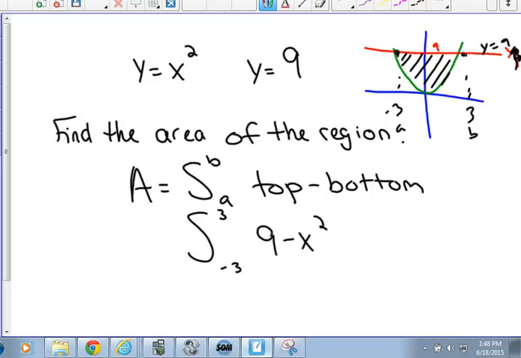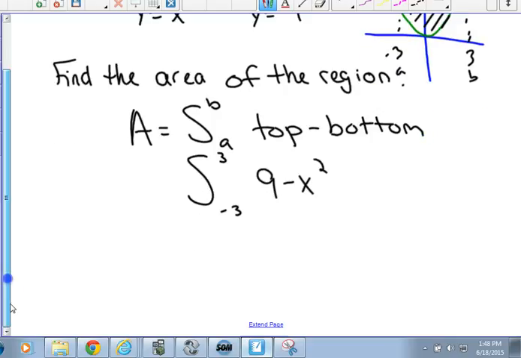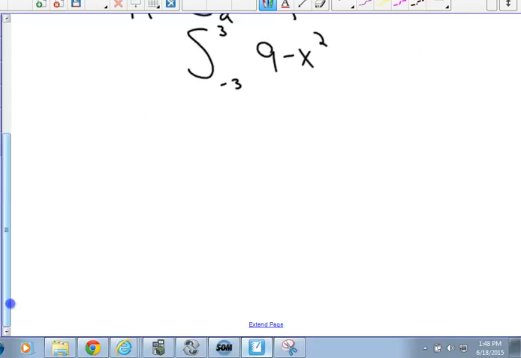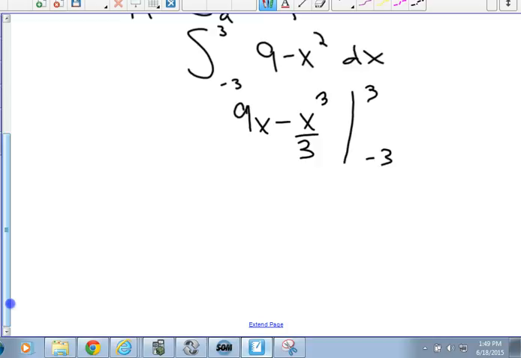Okay, so now go ahead and do your integration, and we have to substitute everything in. You don't sub it in yet. I want you all to... Okay, now plug in 3, plug in your -3.